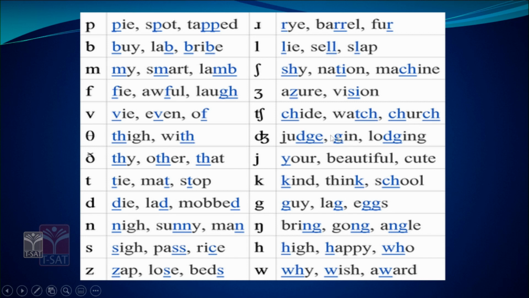And ch as in child, watch, church. j as in judge, gin, lodging. y as in yes, beautiful and cute. k as in kind, think, and school. g as in guy, lag and eggs. ng as in bring, gong, angle. The phoneme ng doesn't occur in word initial position in the English language. And h as in high, happy and who, and w as in why, wish and word.